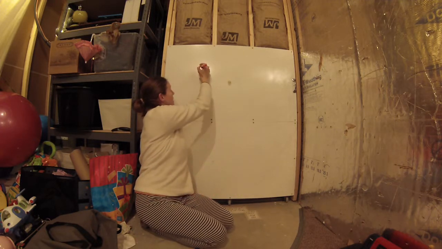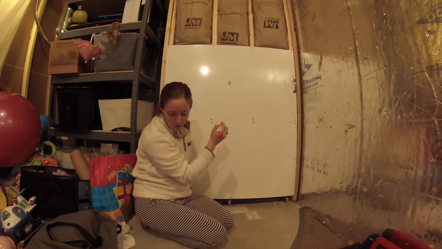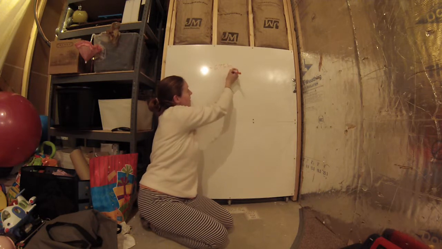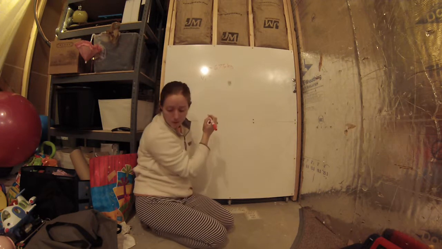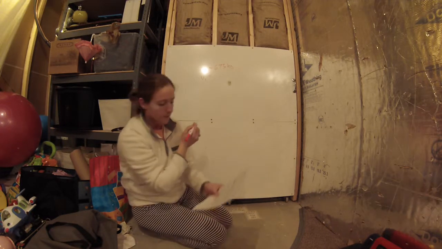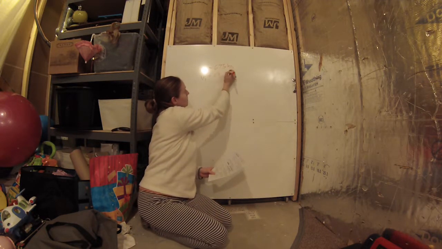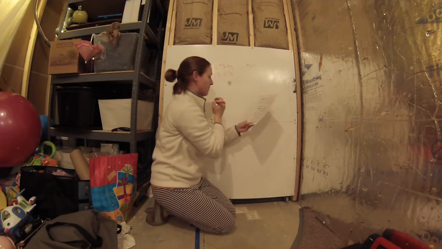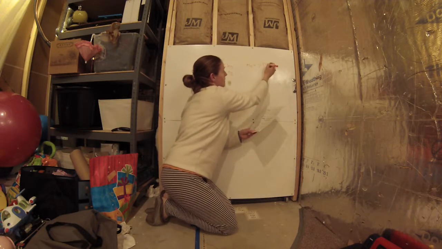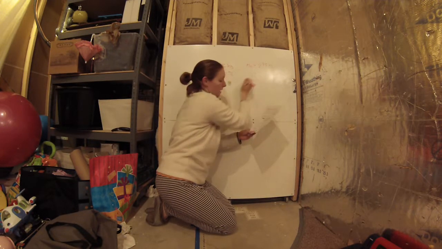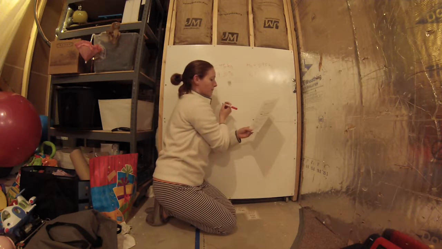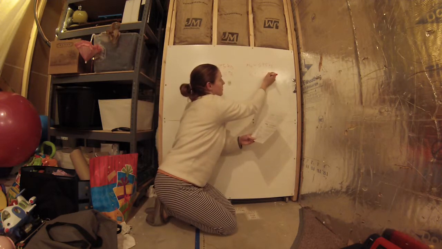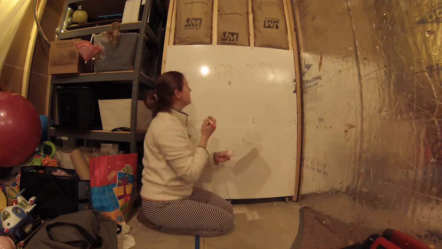So we have our mass 1 is equal to 675 kilograms, and then our velocity 1 is equal to 19.3 meters per second, and then our mass 2 is 895 kilograms, and the velocity 2 is minus 22.1 meters per second. Hopefully you guys can see that.